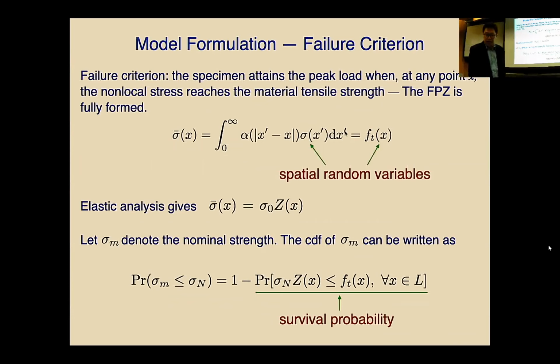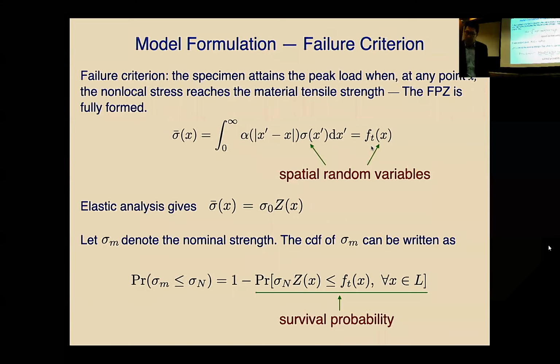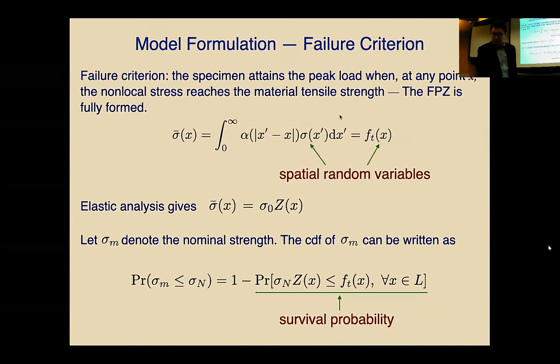First of all, sigma bar X is random because the geometry of the surface groove is random. And the material strength FT is also random. So we have an interaction of two random fields, basically. And what we want to determine is at which point this failure will occur.